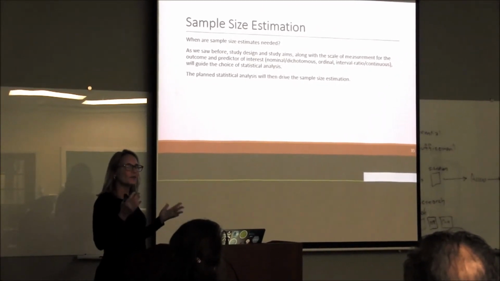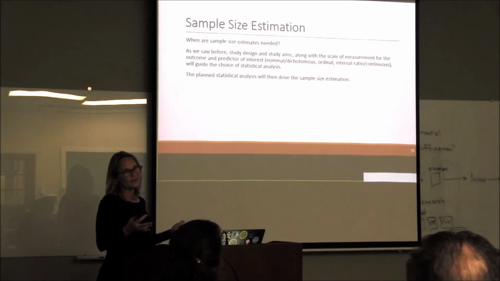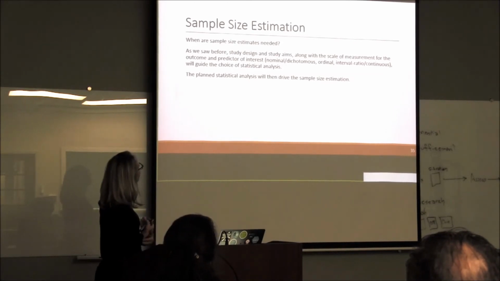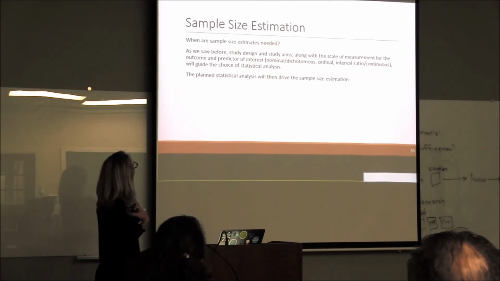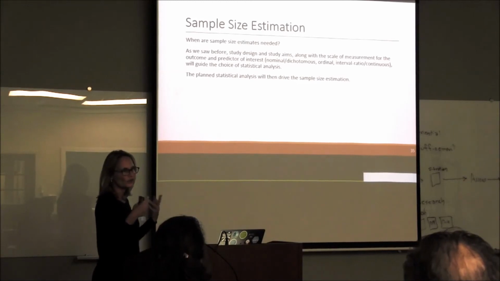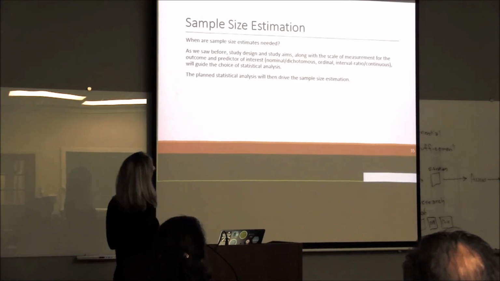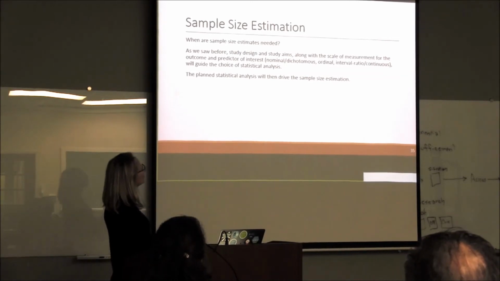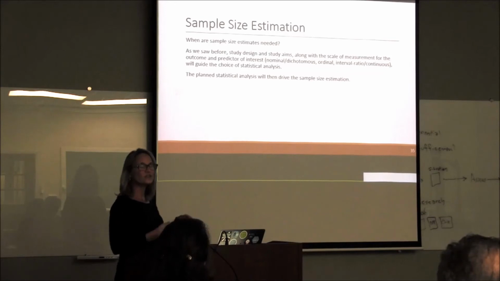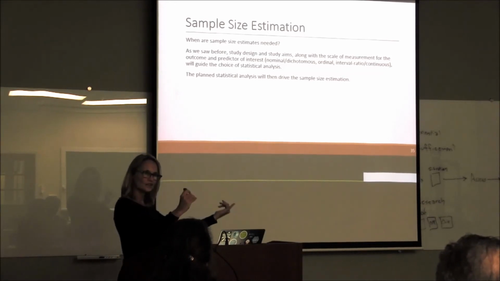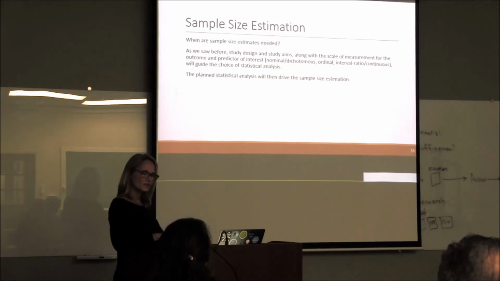As I said, when you're doing a prospective study, you really need to perform sample size calculations and power analyses. For retrospective studies, you want to consider it. You want to have a good feel for what your power is given your sample size and your type of data. But as we saw before, your study design and study aims, along with your variable types or scale of measurement, for both your outcome and predictor of interest, as well as your control variables, dictate your analytic strategy, and your analytic strategy directs you on what approach you're going to use for your sample size and power analysis. Okay?